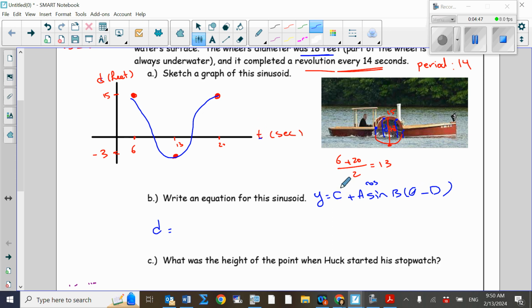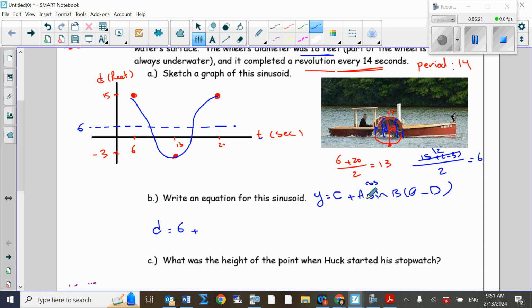So let's start with c. C value is the sinusoidal axis, the horizontal midline of the function. So this line. Where's this line? We need to find the midpoint between 15 and negative 3. So 15 plus negative 3, divide by 2, that's going to be 12 divided by 2, which is 6. So here at 6, we have the horizontal midline, which is the c value.